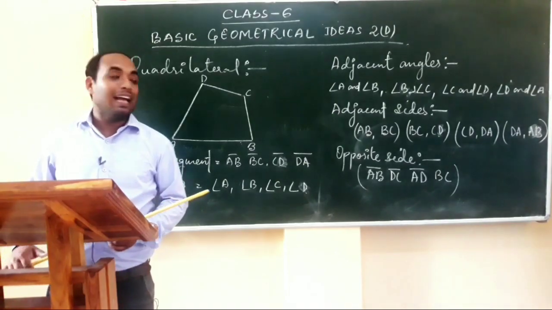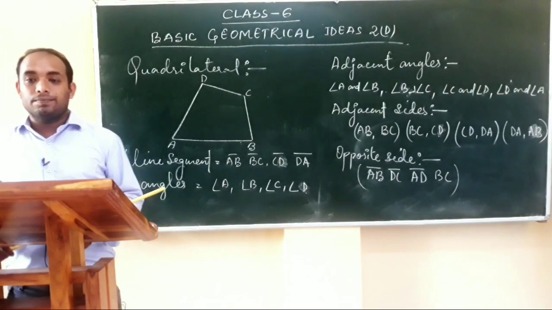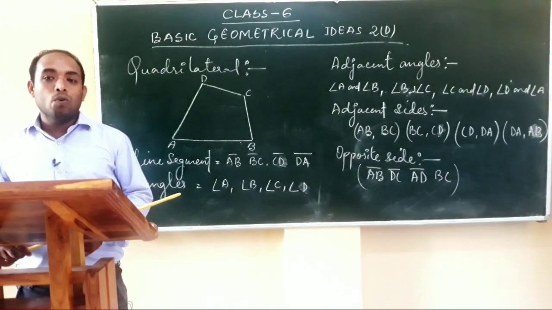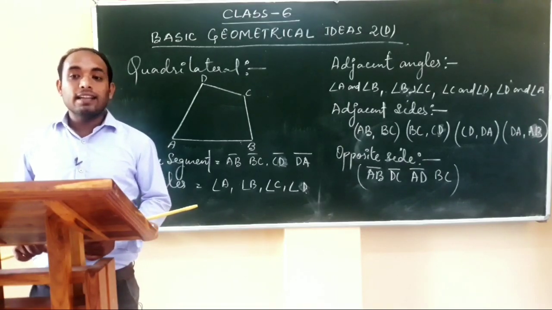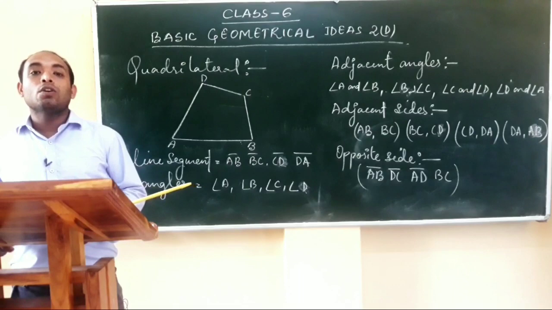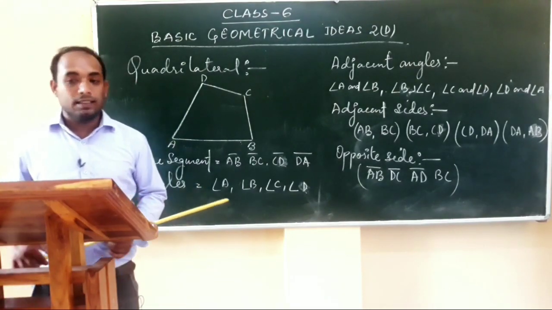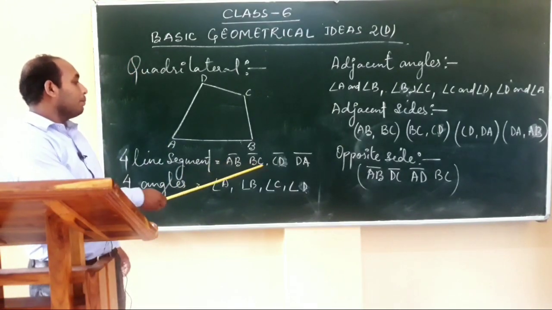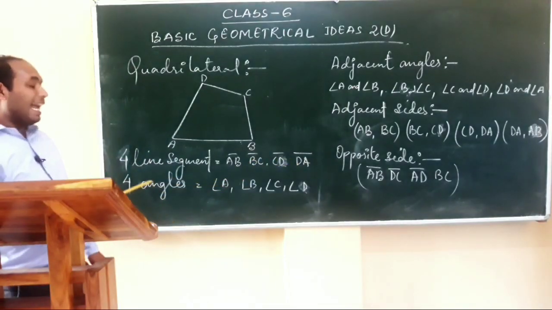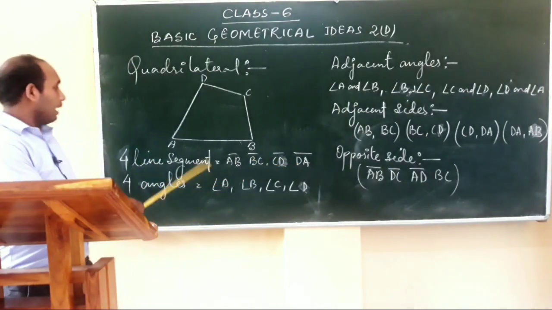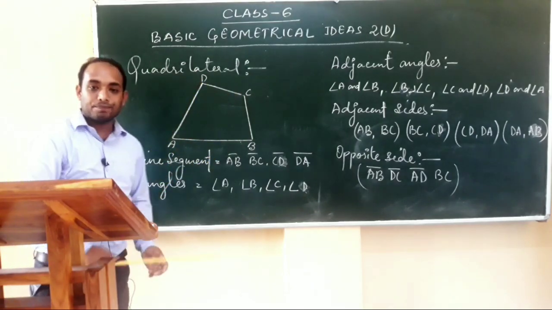Now, let's talk about the quadrilateral. What is a quadrilateral? It is a figure made up of four line segments: line segments AB, BC, CD and DA. They have four angles: angle A, angle B, angle C and angle D.